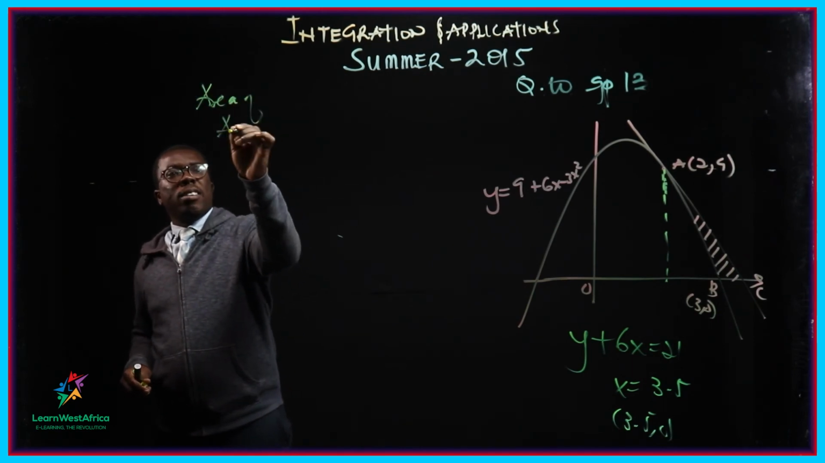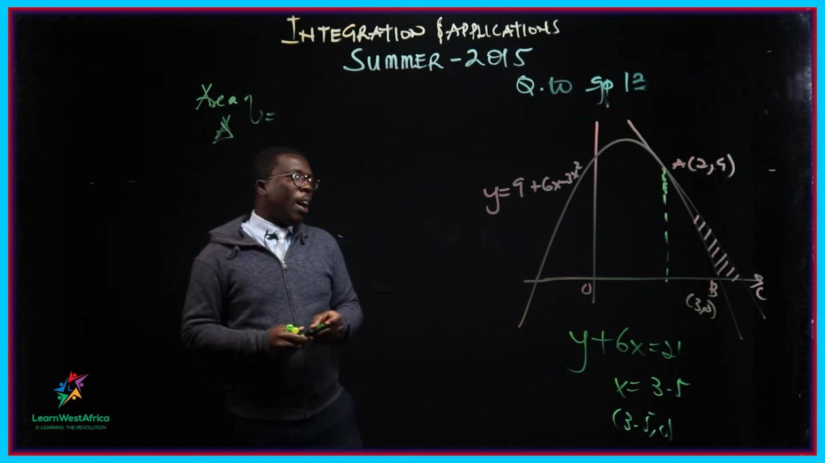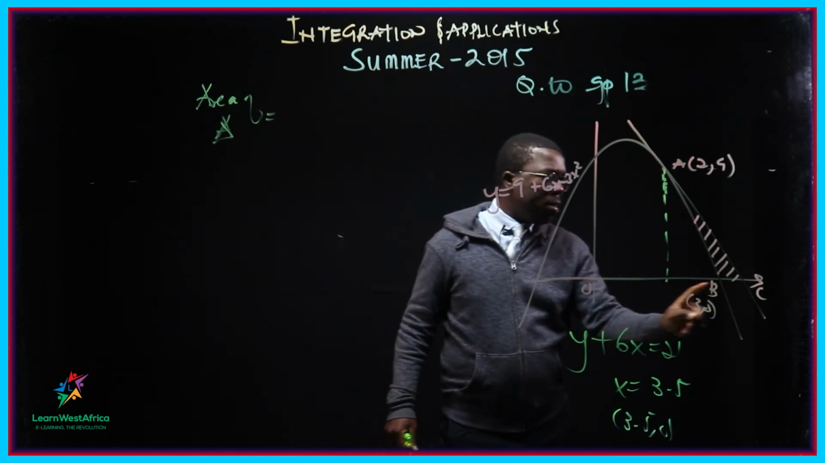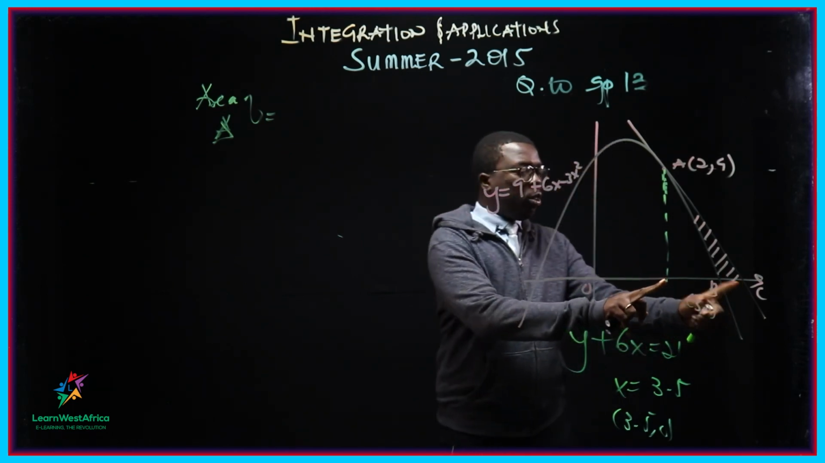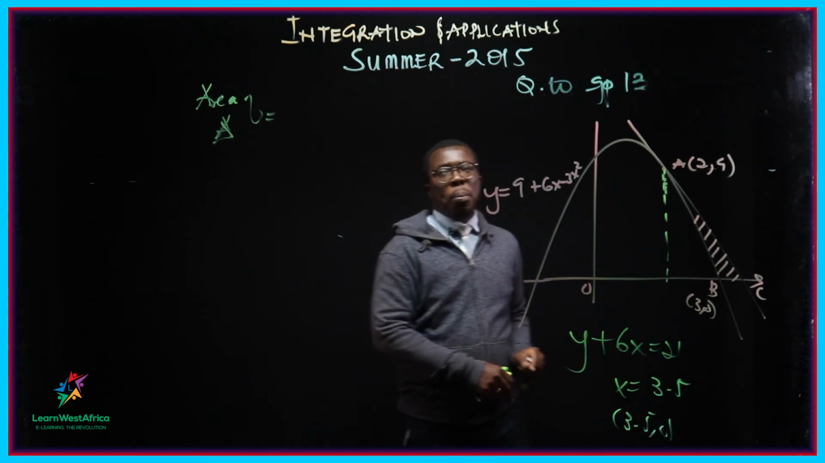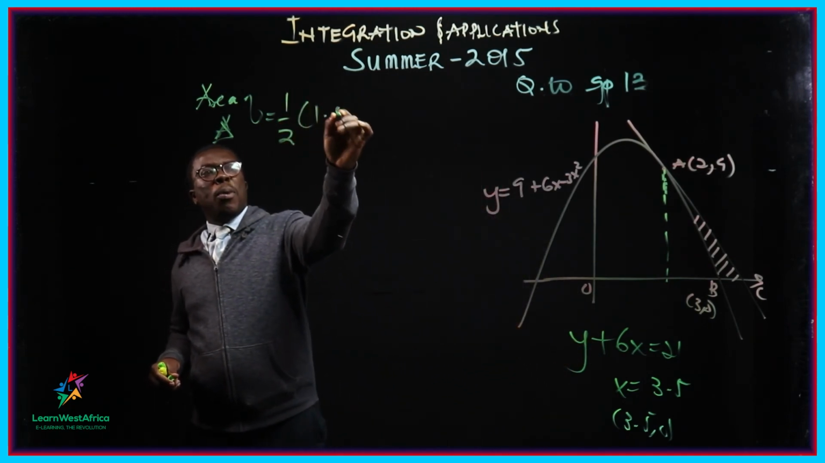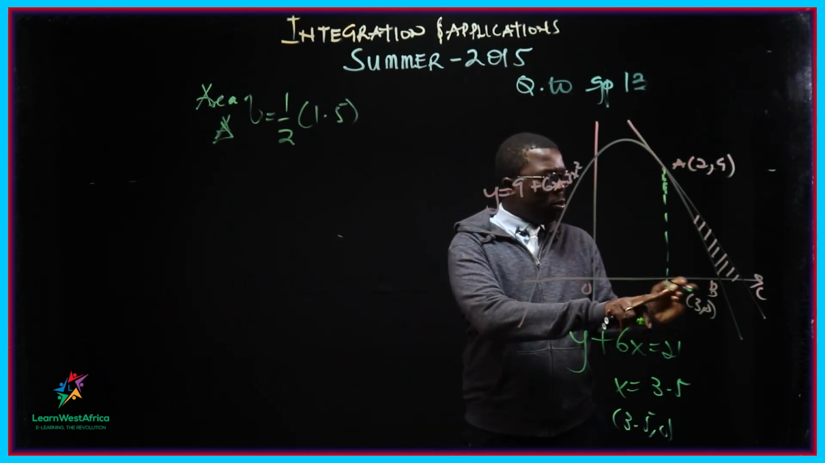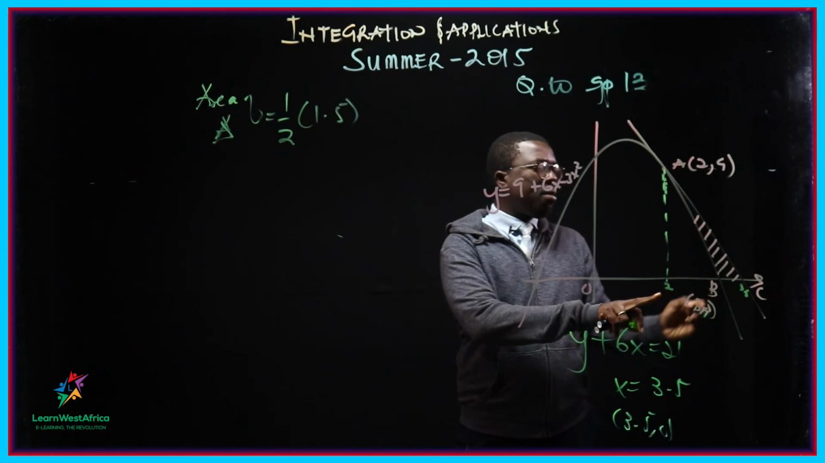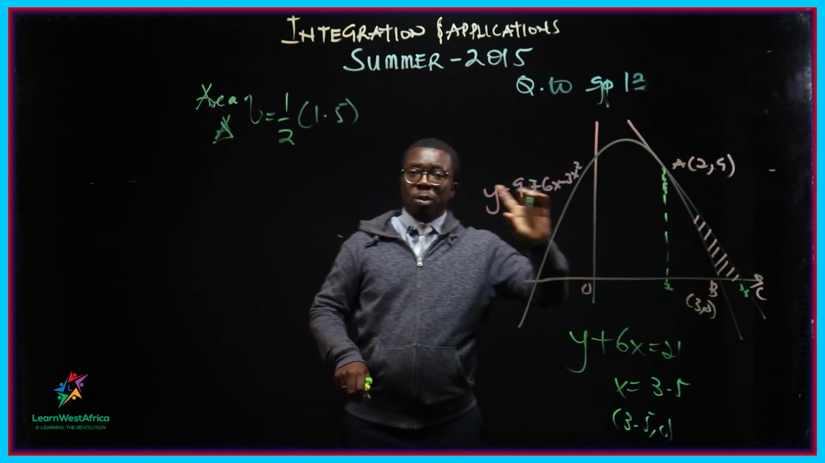So the area of the triangle should be half base times height. So half times the base. Remember, this is 2, and that side is 3.5. So the difference between that is what? 1.5. So half times 1.5. That's the base, because the x component here is 2, and that is 3.5. So the difference between 2 and 3.5 is 1.5.